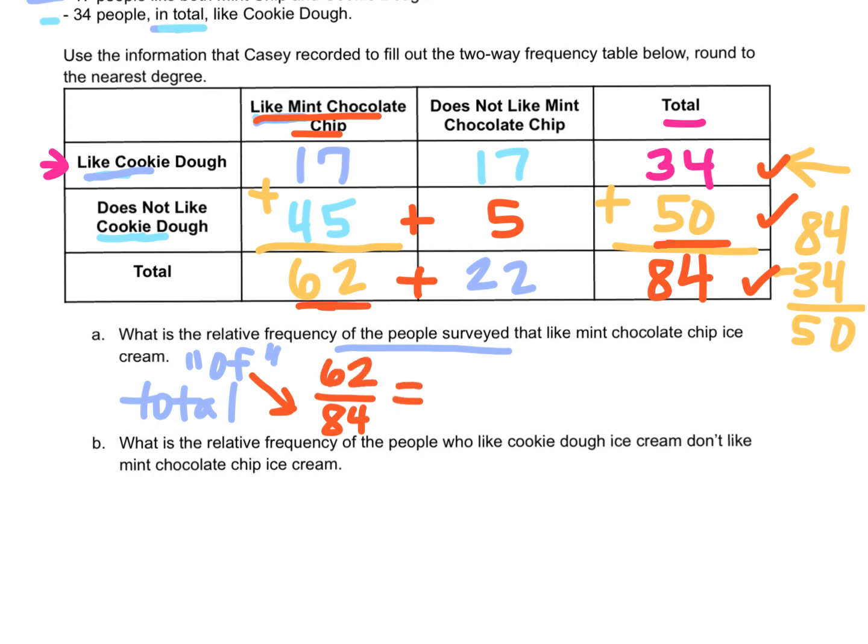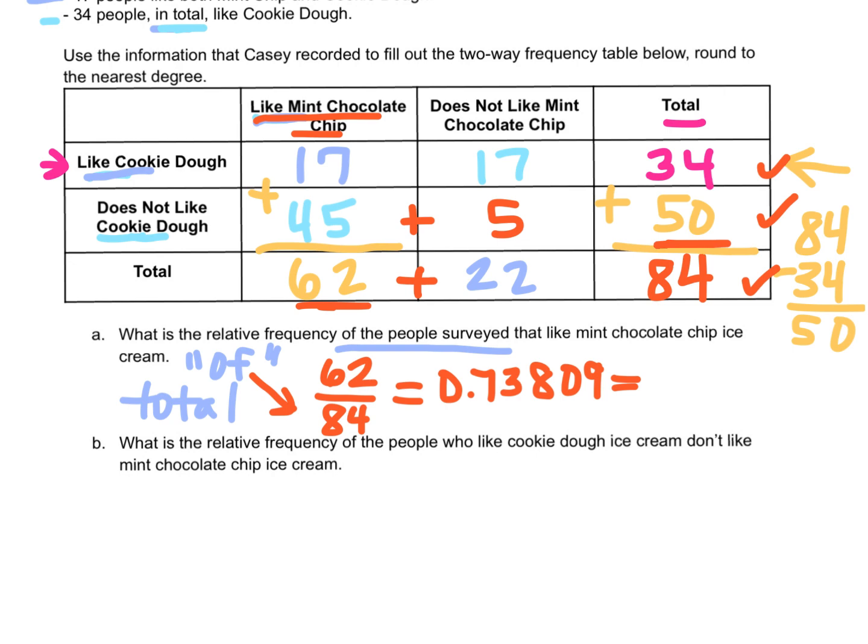So we had to do that part out of that total. Now I'm going to go ahead and grab my calculator and divide those. So 62 divided by 84. Okay, so when I do 62 divided by 84, I get 0.73809, and it keeps going.